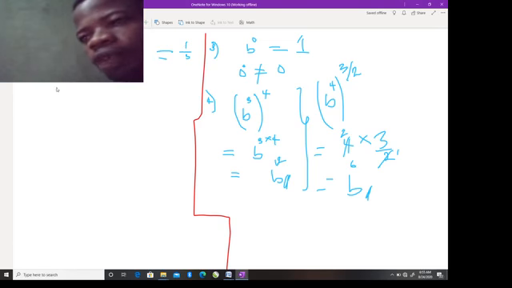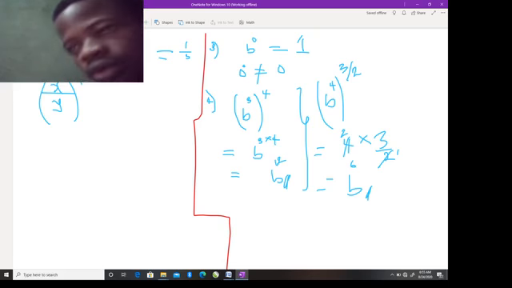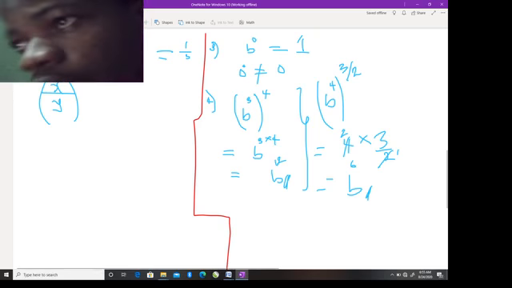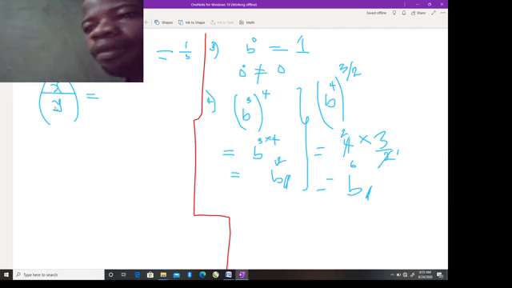But note something: if you have something like x over y, you have to look for the inverse of x over y. You don't even need to do the calculation. All you have to do is look at this. What is the inverse of b? It gave us 1 over b, right? So what's the inverse of x upon y? It will be y upon x. You can solve that out by going the way I did this, and you get the same thing.